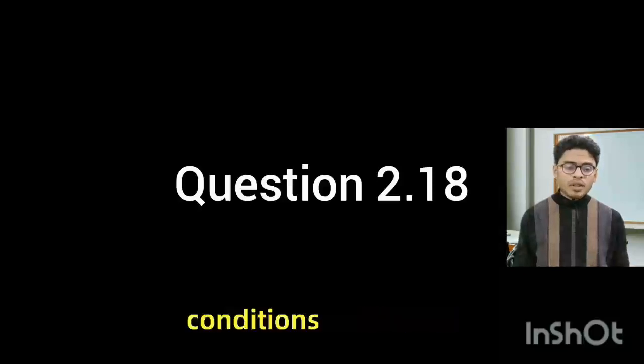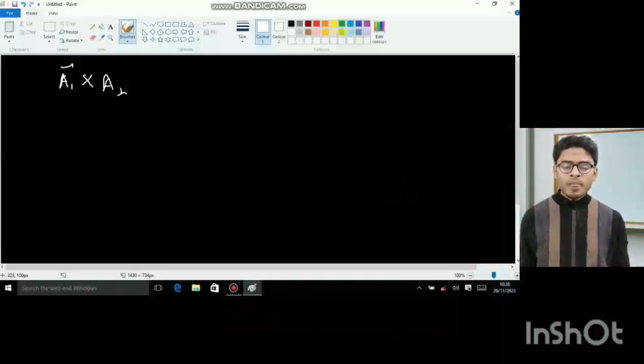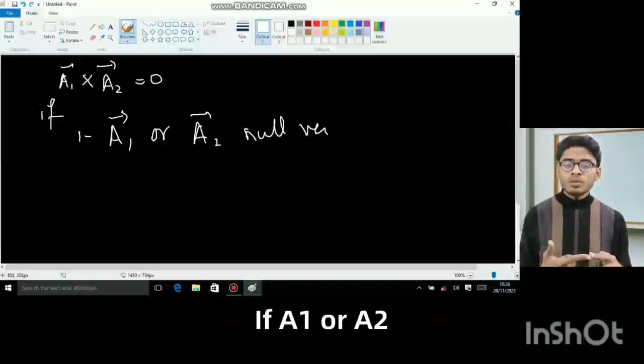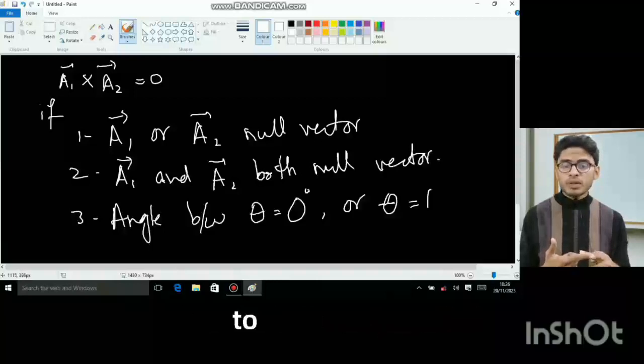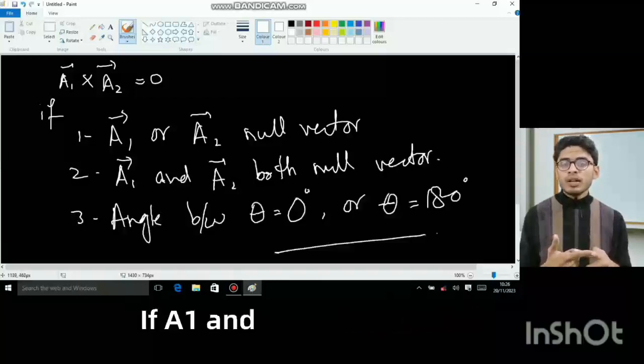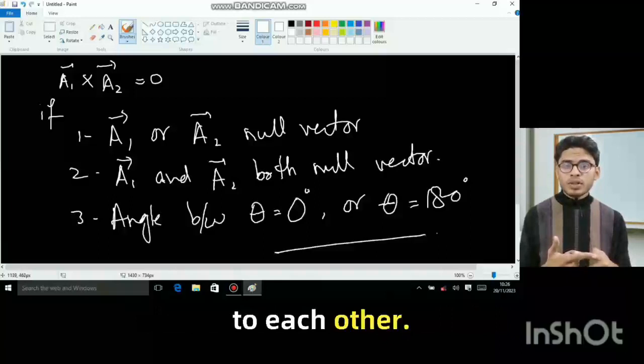Name 3 different conditions that could make A1 cross A2 equal to a null vector. If A1 or A2 is a null vector, if A1 and A2 are parallel to each other, if A1 and A2 are anti-parallel to each other.